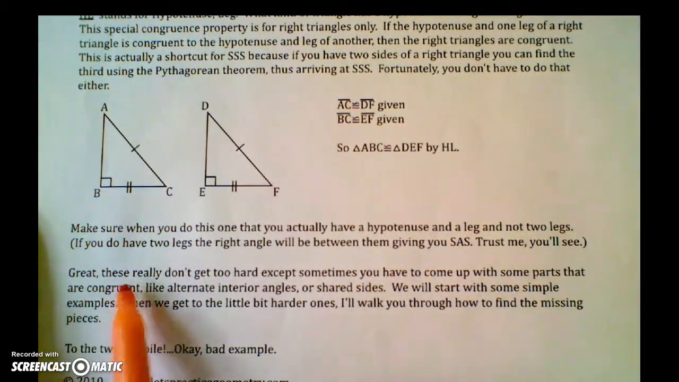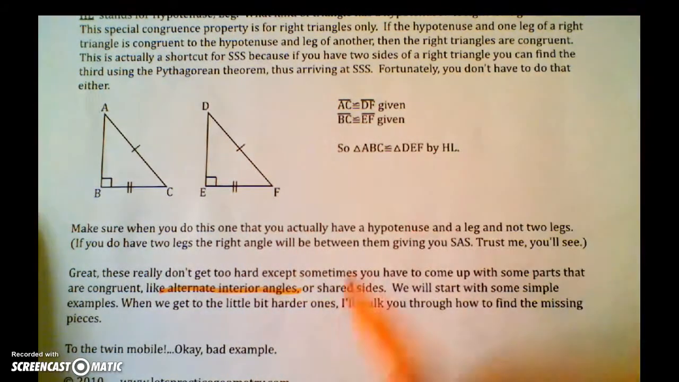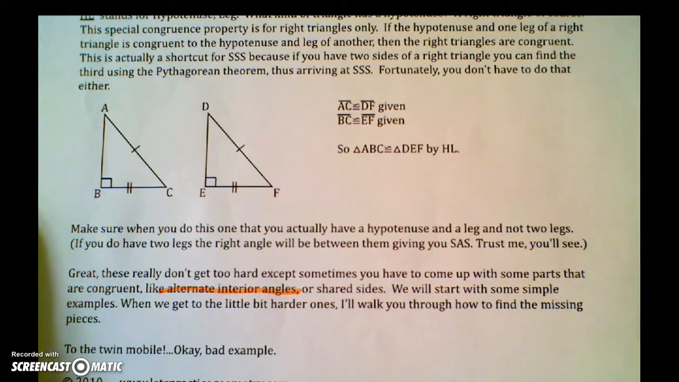So great, these really don't get too hard, except sometimes you have to come up with some parts that are congruent, like alternate interior angles, remember that from parallel lines, or shared sides. We will start with some simple examples, and when we get to the little bit harder ones, I'll walk you through how to find the missing pieces.